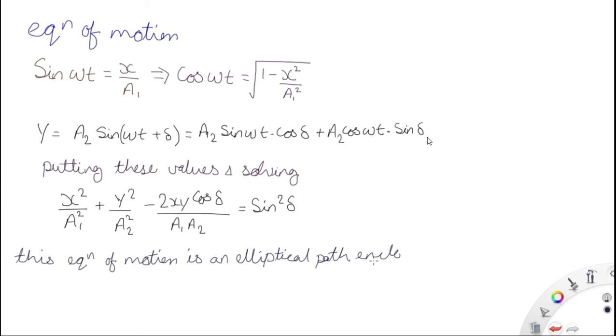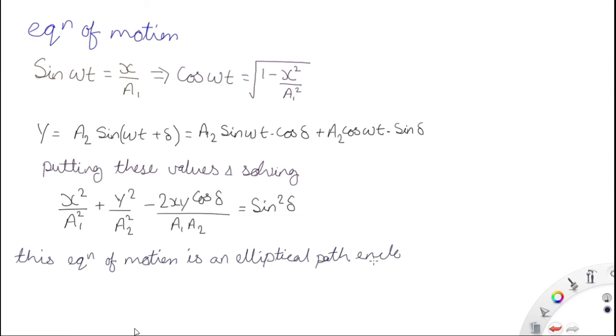sin(ωt + δ) = sin ωt cos δ + cos ωt sin δ. Put these values in, and you will get x²/a1² + y²/a2² − 2xy cos δ/(a1 a2) = sin² δ. Here δ is the phase difference, a1 and a2 are the amplitudes in the x and y directions, and x and y are the coordinates of the point.